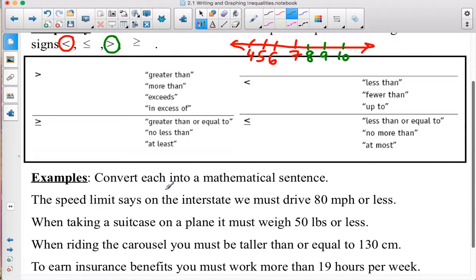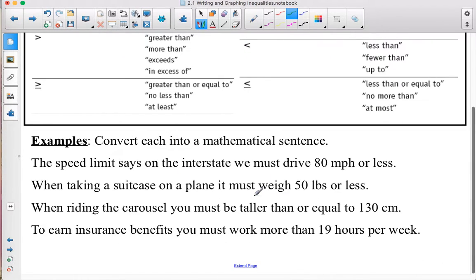Some examples. What we're going to do is take all of those things that we just said 2 seconds ago in English sentences and convert those to an inequality. So first one, the speed limit says on the interstate we must drive 80 miles per hour or less. So our speed has to be less than or equal to 80. That's an inequality. When taking a suitcase on a plane, it must weigh 50 pounds or less. So weight can equal 50 or be less. So we say weight less than or equal to 50.